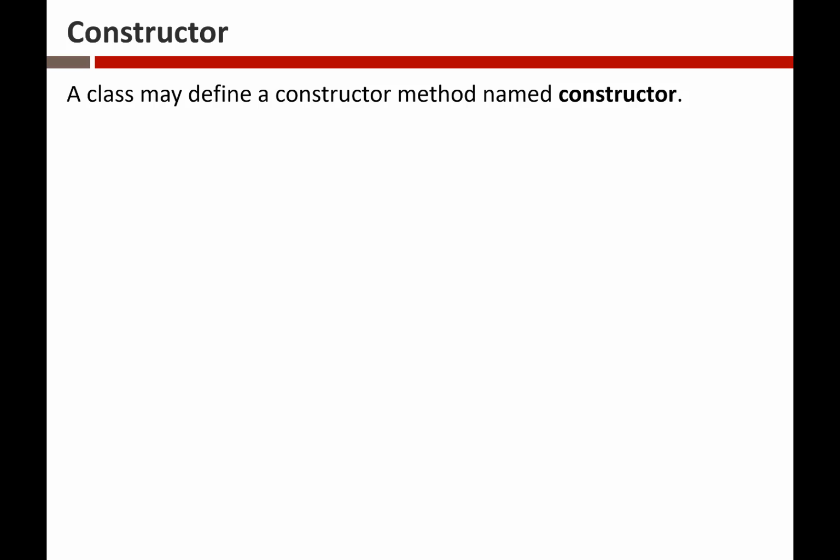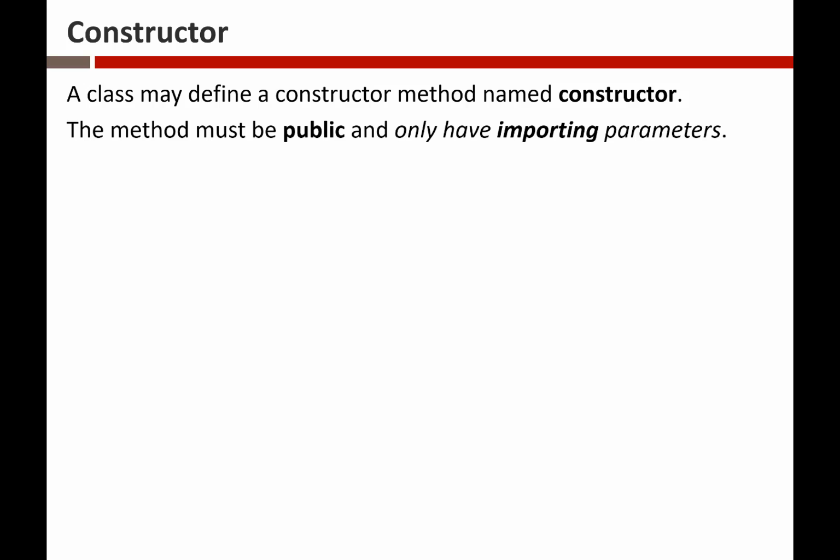A class may define a constructor method, and if it elects to do so, the name of that method is constructor. The method has to be public, so we know it's going to go in the public section of our class definition. And a constructor method can only have importing parameters. Okay? So we can't return anything, we can't have changing or exporting, it can only have importing parameters.